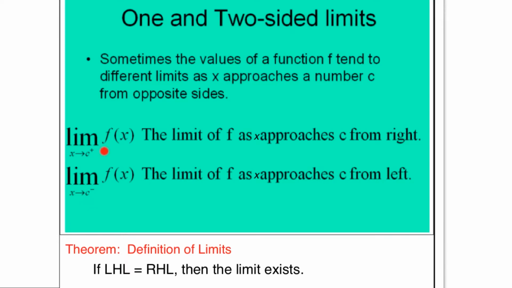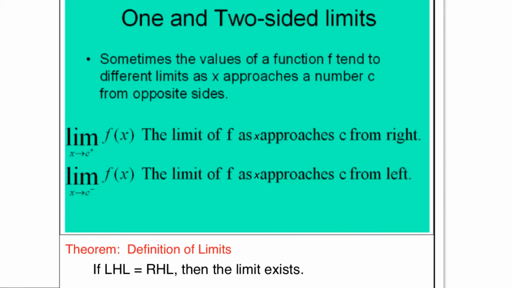So when the exponent or the power is a plus sign, you're approaching from the right side. If the exponent looks like a minus sign, you're approaching from the left. Again, this is just notation. Please remember that. But it's important notation to understand.